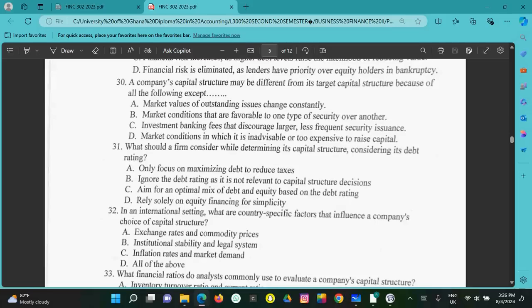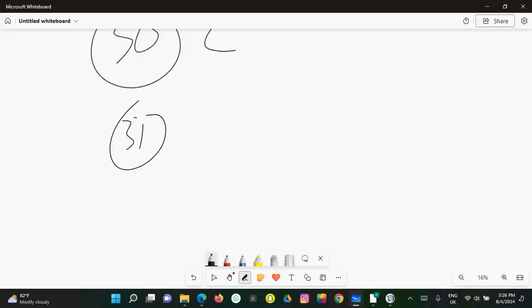What should the firm consider while determining its capital structure? Considering its debt rating. So 31, the answer is C. It should have the aim for an optimal mix of debt and equity based on its debt rating. So 31 is C.